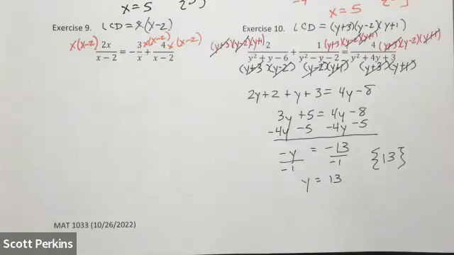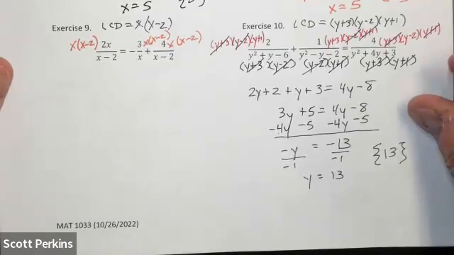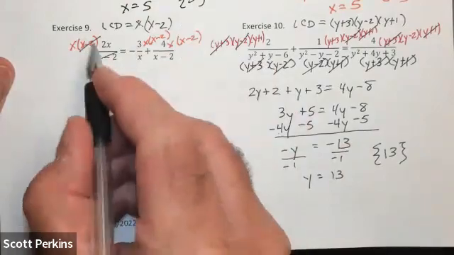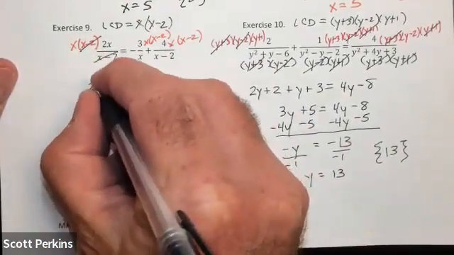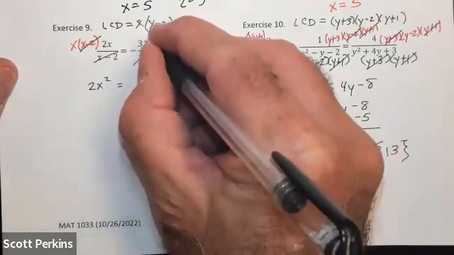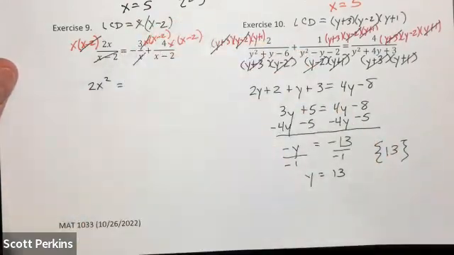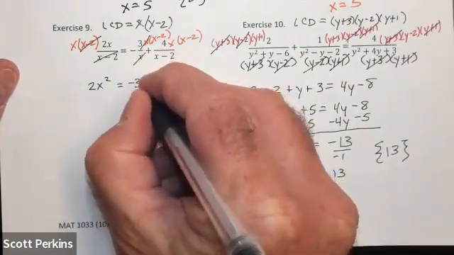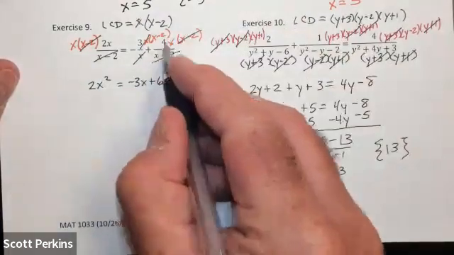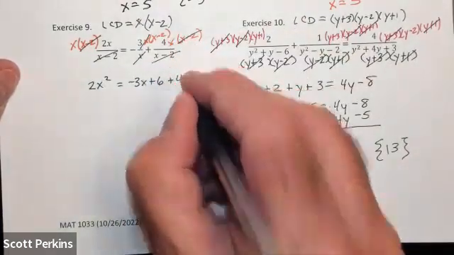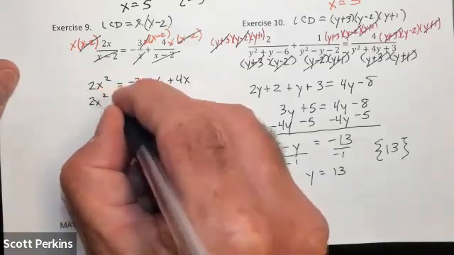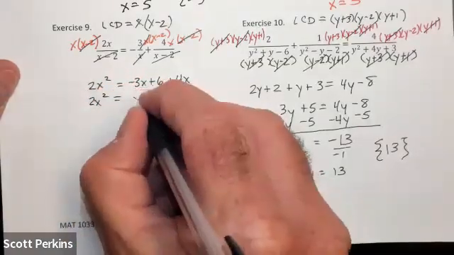All right, here we go. We're going to wrap this section up. So let's go ahead and clear these fractions. The first one, the x minus 2's cancel. And I have 2x times x, so 2x squared is my first term. The second one, the x's cancel, so I have negative 3 times x minus 2, so that's negative 3x plus 6. And then the last one, the x minus 2's cancel, and I have 4 times x is 4x. I'm going to collect those like terms to make this a little bit nicer to look at. So negative 3x plus 4x is x.